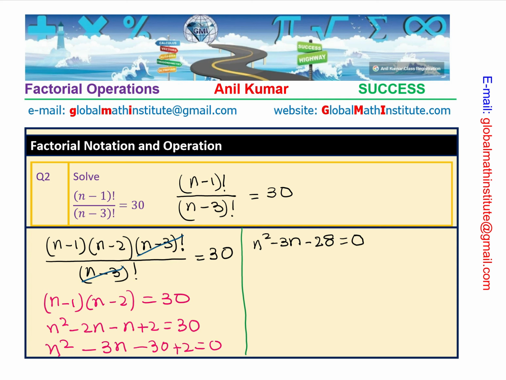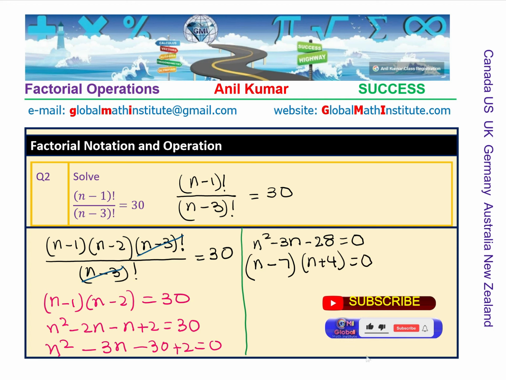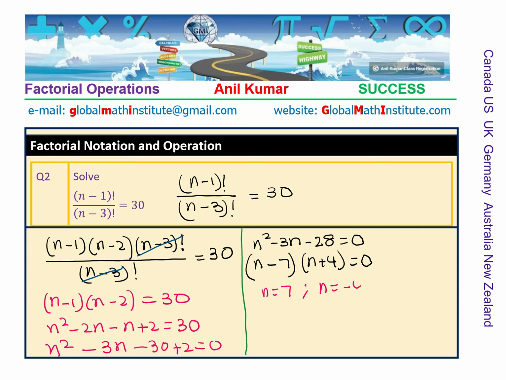Now, this quadratic equation can be factored. 7 times 4 is 28. We need negative 28, negative 3, which means the bigger number is negative. So we could write this as n minus 7 times n plus 4 equals 0. And that gives you two solutions. One of them, n minus 7 equals 0, gives me n equals 7. The other one is n equals minus 4.